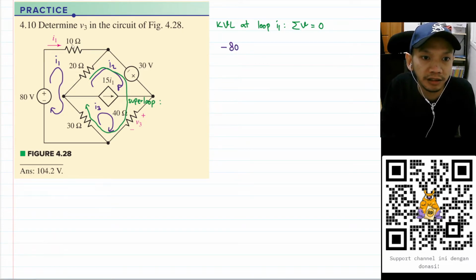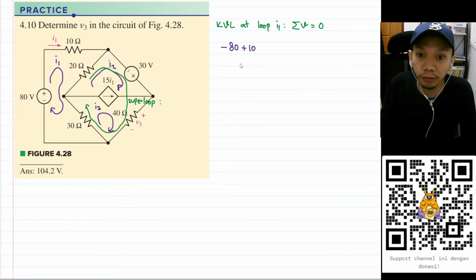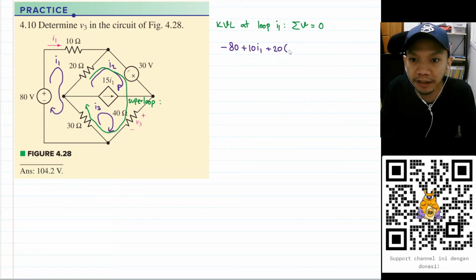And that current is passing through this 10 ohm resistor, so plus 10, but that is resistance. We need to multiply it by a current to get a voltage. The only current that passes through it is I1. For the next component, we have this 20 ohm, so plus 20, and again we multiply it by I1. But here I2 is flowing in the opposite direction, so minus I2.